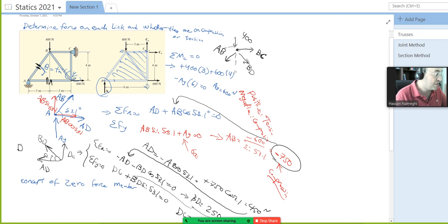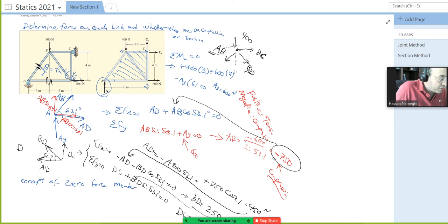As you can see, the joint method is a hectic method. The reason it's hectic is because you have to go to every joint and you have to write sum of f of x, sum of f of y. Again, right now in this one that I'm writing, I have many unknowns, right? Again, they are known, this is known, this is known, the 400 is known. The only thing which is unknown is BC. Alternatively, you can use the code that I wrote for the resultant force in the beginning of the semester. You can use that to find BC.